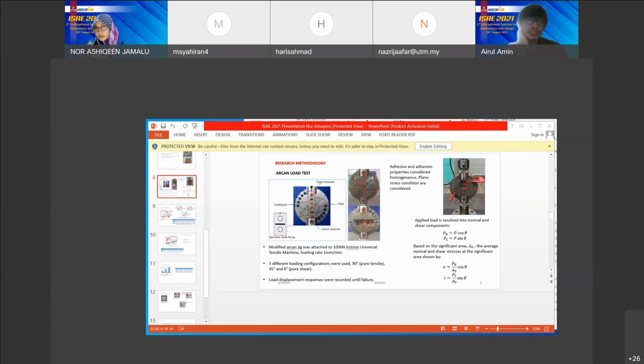Since the adhesive and the adherend properties are considered homogeneous, plane stress conditions are considered for the adhesive. Therefore, the applied load can be resolved into two stress components, namely normal and shear, which is represented by the equation at the right of the screen. Then adding the cross-sectional area into the equation, we can get the average normal and shear stress described by the equation as shown at the bottom right of the screen.